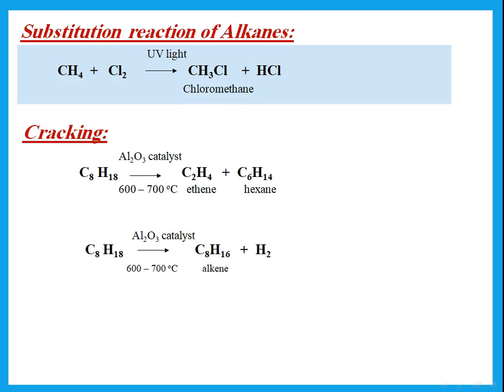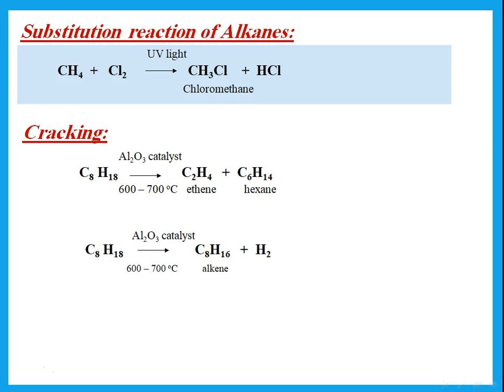So these are two possible outcomes from this reaction. Usually he will give you the reaction missing one of the products and you have to complete it. So if I start with C8H18 and then I break it up and one of them is C2H4, then what is the rest? The rest of the C8 would be C6 and the rest of the H18 will be H14.